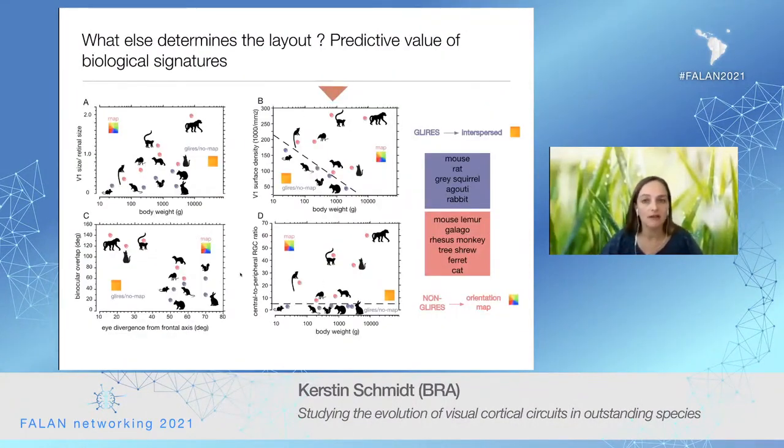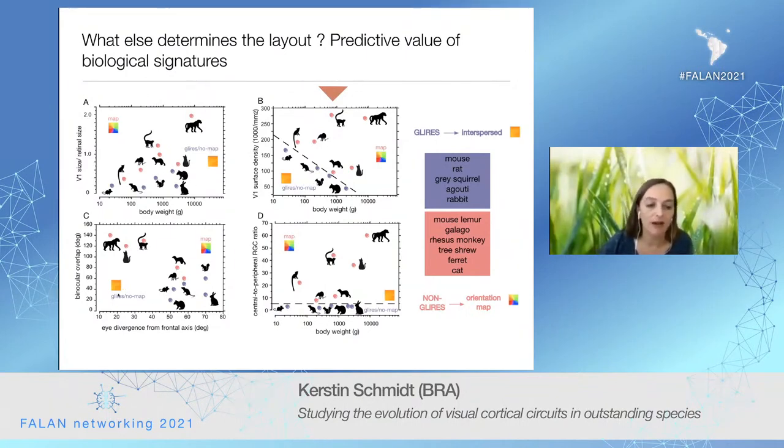So let's re-evaluate, by adding these 2 new species into the picture, the predictive value of some biological signatures. The ones we can exclude now is something which was studied before, the relationship between the size of the visual cortex and the retina. As you can see here, this relationship doesn't predict so well which layout is adopted, because we have species here which have a large visual cortex, like the Aguti, and also a large retina.